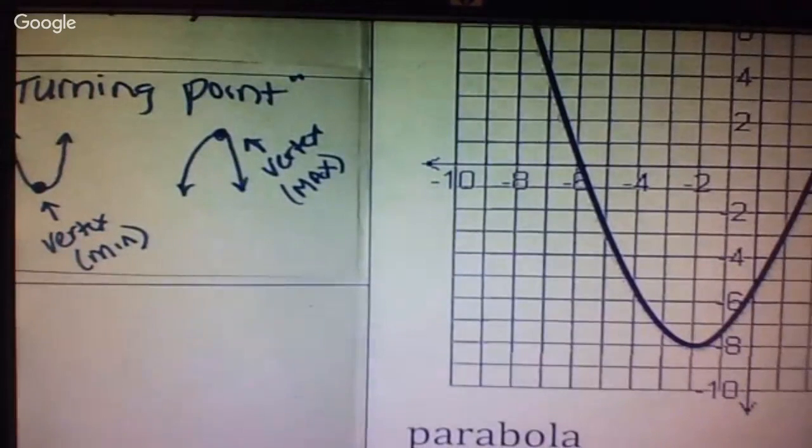Okay. So, if you go to the graph, where is my vertex?